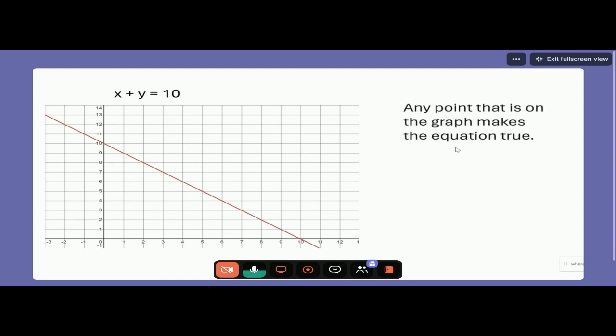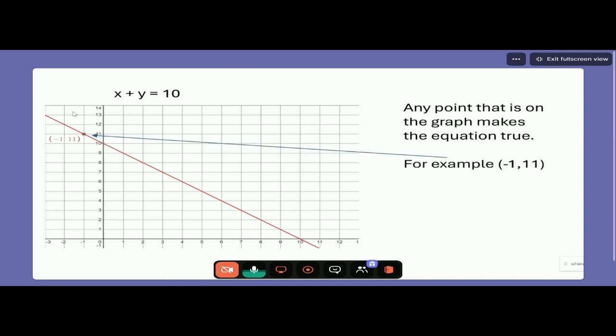Any point that is on the graph makes the equation true. So let's pick some random point on the graph. How about that one right there? When x is -1 and y is 11. There's a point on the graph, right?